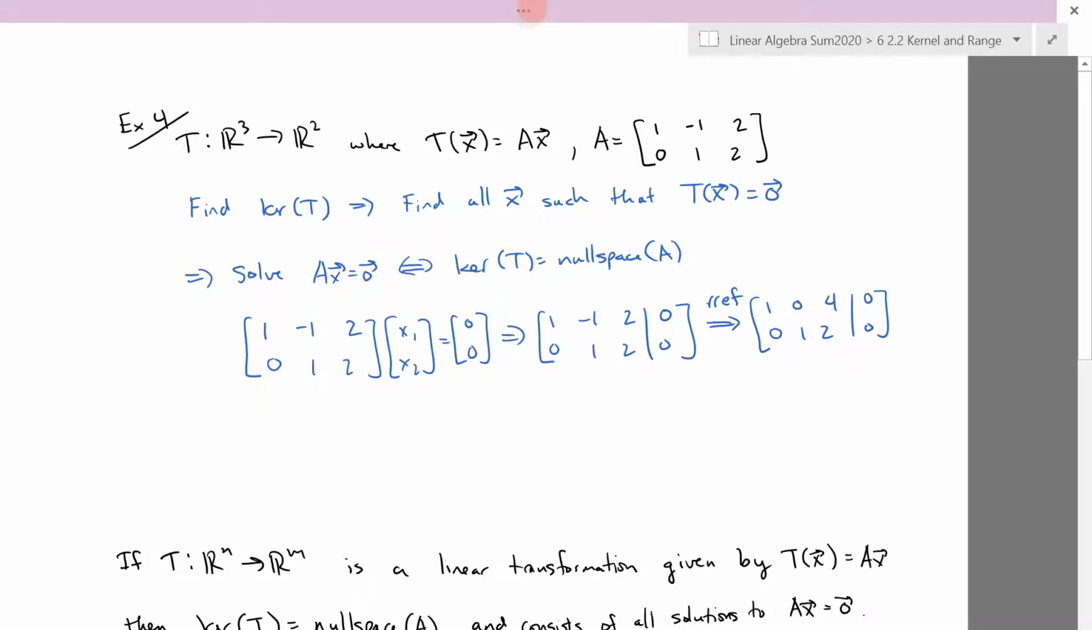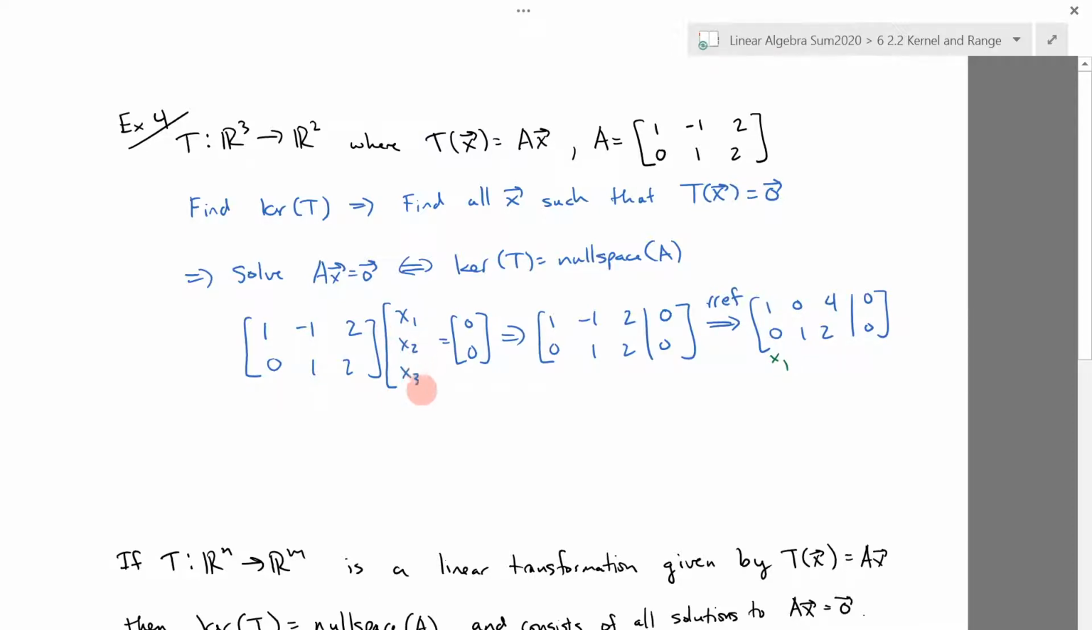Okay, so x1. Oh, the domain is R3, right? So be careful here, make sure everything has the correct dimension. The domain has to be R3, because this is a 2 by 3, so this needs to be a 3 by 1, and then the result is 2 by 1.